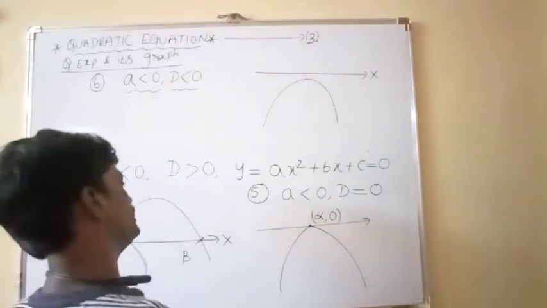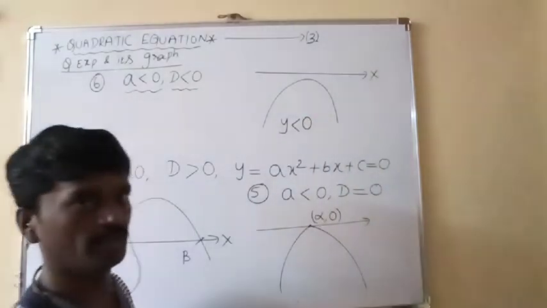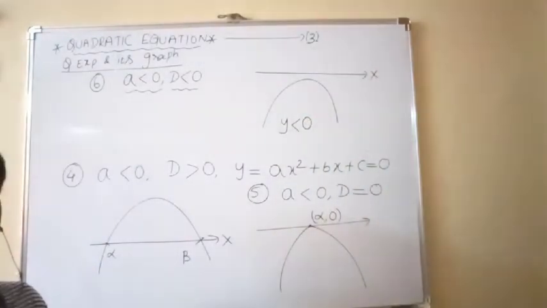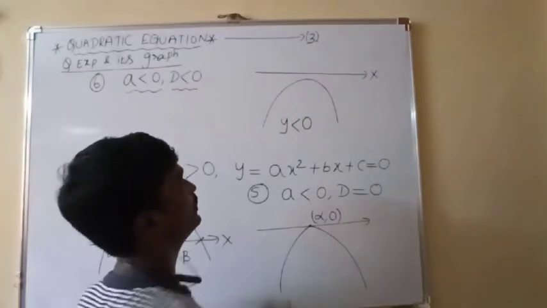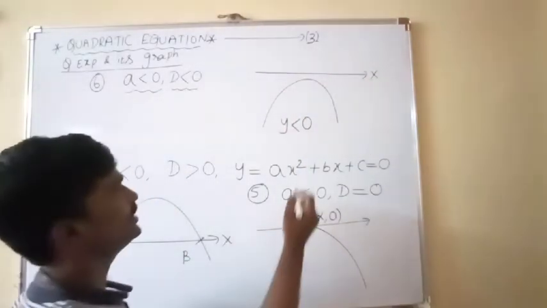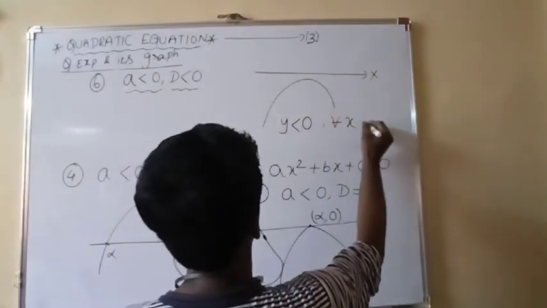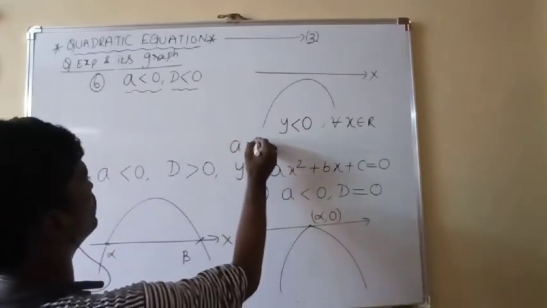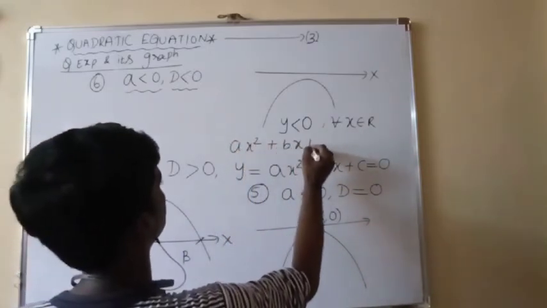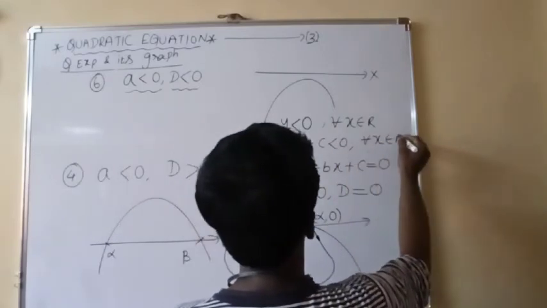As it is completely below the x-axis, the y value is always negative. The value of y is always negative because the graph is what? Below the x-axis. So y is less than 0 for all x belongs to R. So y is nothing but ax square plus bx plus c is less than 0 for all x belongs to R.